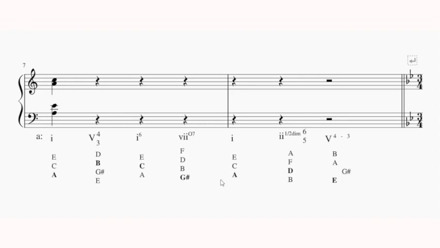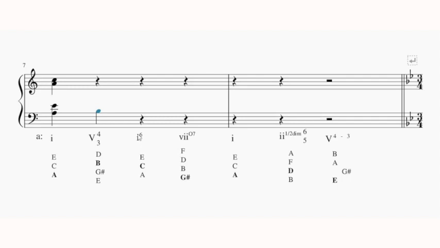Let's look at another part writing example. This time we're in A minor. So let's take a look at the 5/4/3 chord that comes after the minor 1 chord. So it would be an E7 chord, but B would be the root. So let's put a B as our bass note.